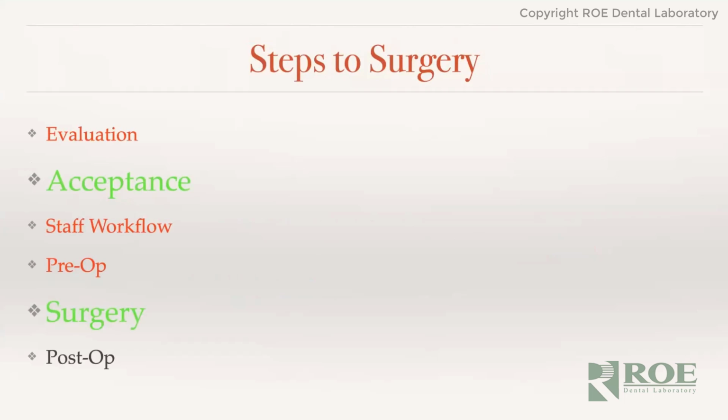So the next things we're going to talk about are the workflow for the steps to surgery. We're going to look at the evaluation of the patient, the acceptance process, then the staff workflow, the pre-op, the surgery, and the post-op. A lot of you are doing what I'm talking about, and hopefully you'll pick up some pearls along the way. If you take notice, evaluations, staff workflow, and pre-op are in red. They're in red for a reason, because these are places where we can have problems. Acceptance and surgery are in green because these are places that we consider success.